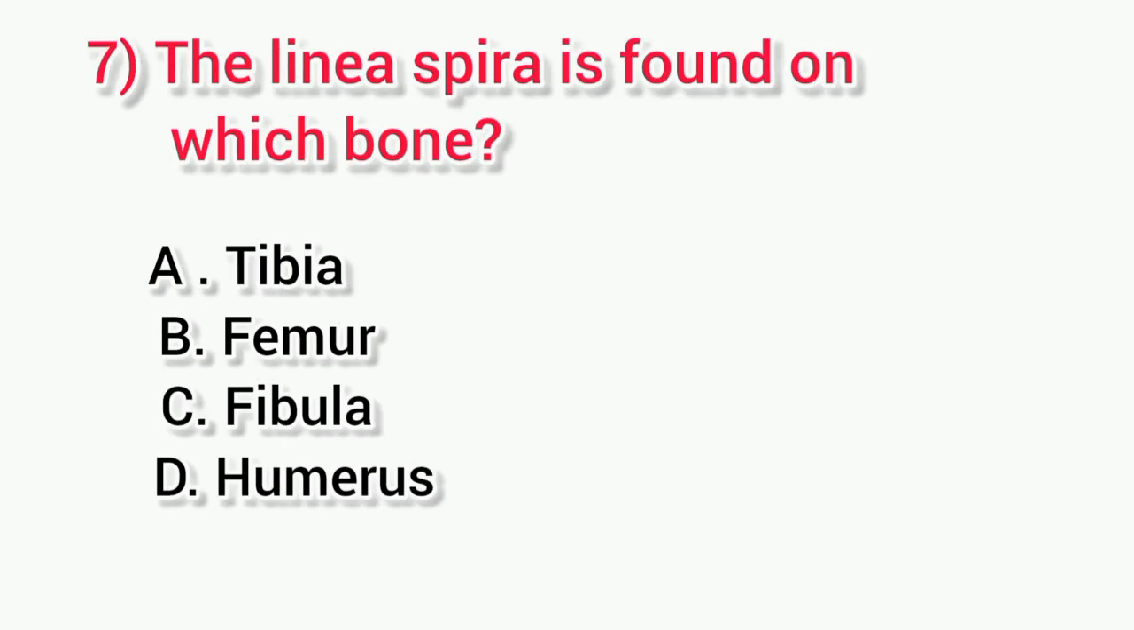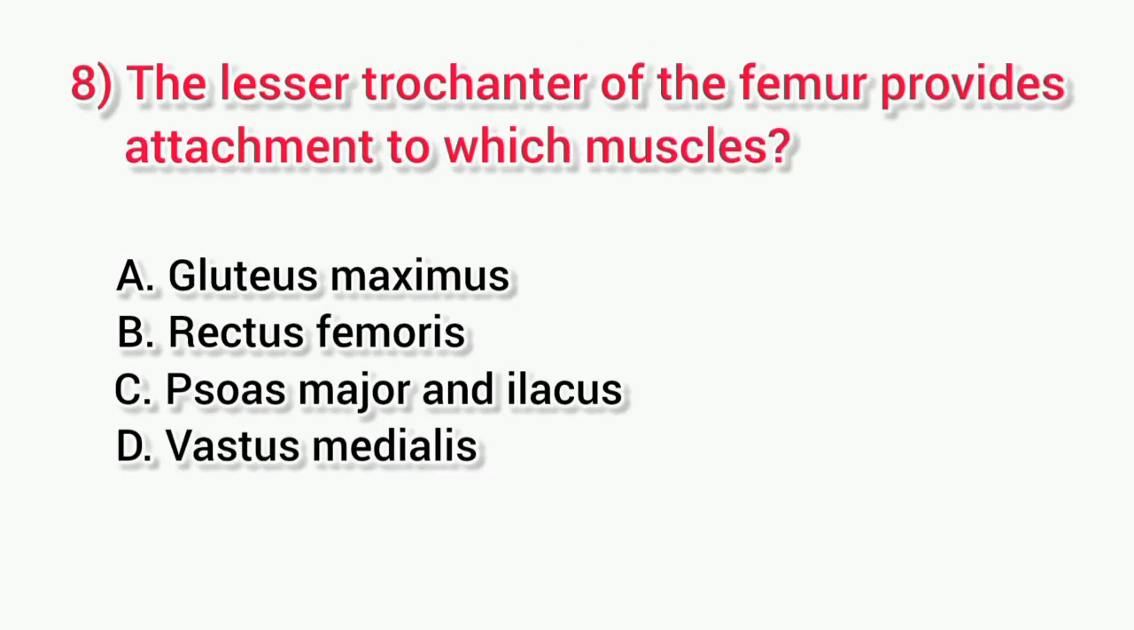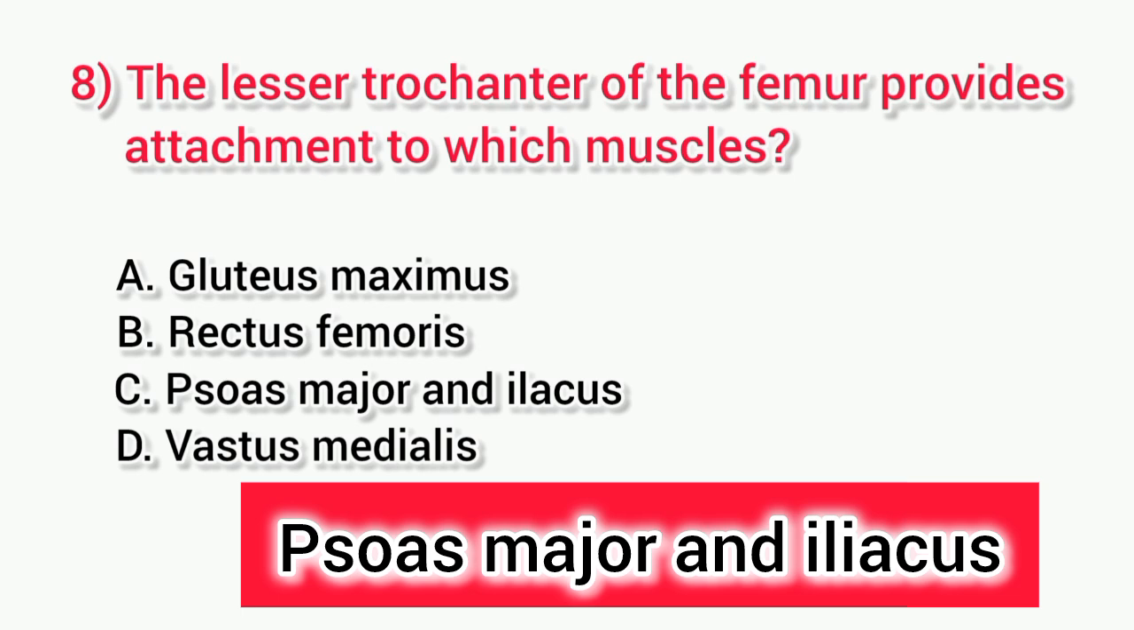The linea aspera is found on which bone? Correct option is answer number B, femur bone. The lesser trochanter of the femur provides attachment to which muscle? The right answer is option C, psoas major and iliacus muscle.